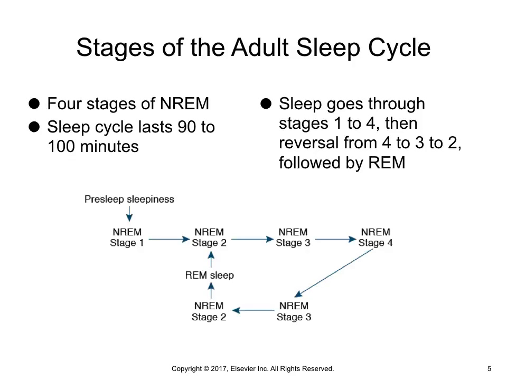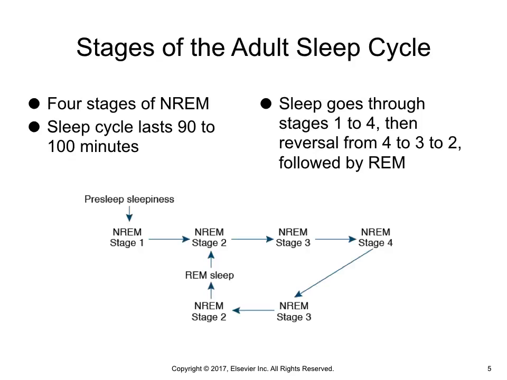Once asleep, the person usually passes through 4 or 5 complete sleep cycles per night, each consisting of 4 stages of non-rapid eye movement, or non-REM sleep, and a period of rapid eye movement, or REM sleep. A person usually reaches REM sleep about 90 minutes into the sleep cycle. 75 to 80% of sleep time is spent in non-REM sleep.